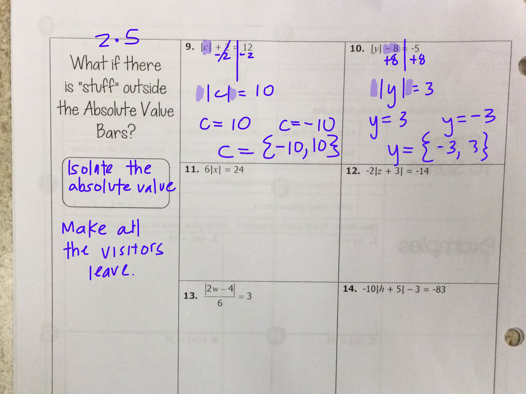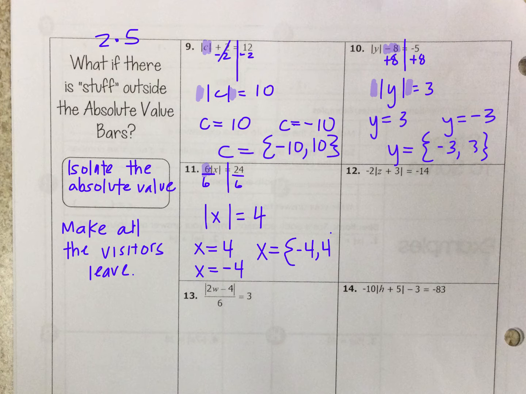Let's look at this one, number 11. He's got one visitor. He's got that 6 visiting. The way I move that 6, what's going on between the 6 and the absolute value of x? It's being multiplied, so I have to divide. So now I have the absolute value of x equals 4. When he gets out of jail, he has two choices. He can be positive or he can be negative. So he can be -4 or +4.